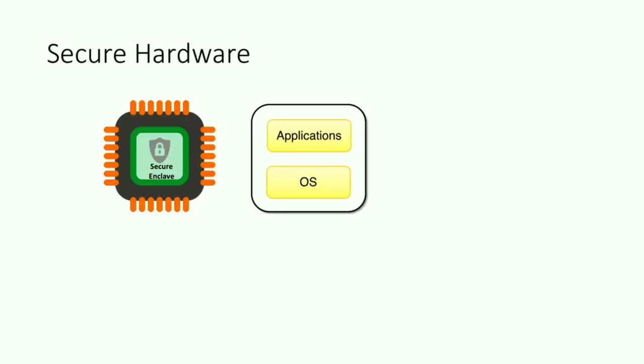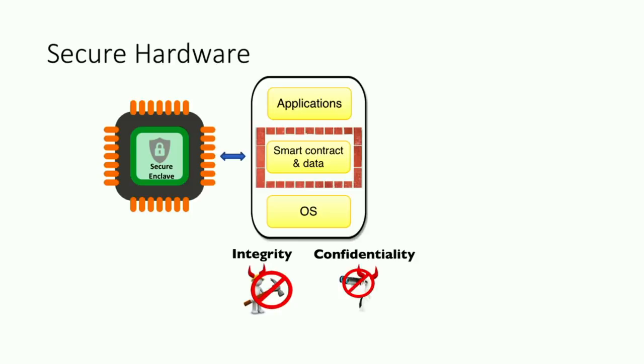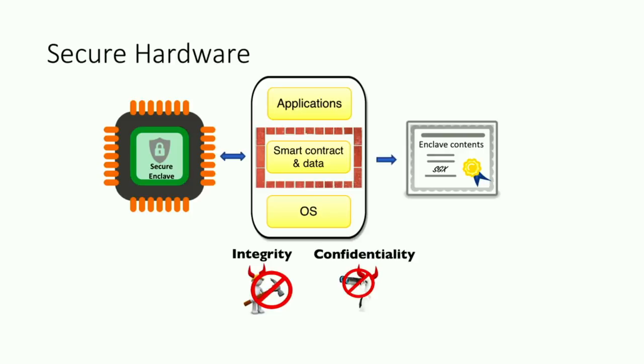One abstraction of secure hardware is called the trusted execution environment, and here we also call it the secure enclave. The idea of the secure enclave is that we can run a program, in this case a smart contract, inside the secure enclave. Then the operating system and the applications that run outside of the secure enclave will not be able to tamper with what's running inside, and also will not be able to see what's running inside. Hence, the secure enclave helps provide integrity and confidentiality of the execution.